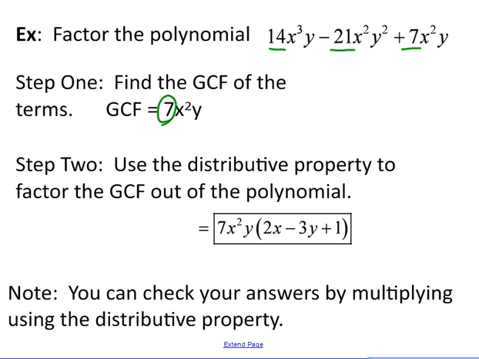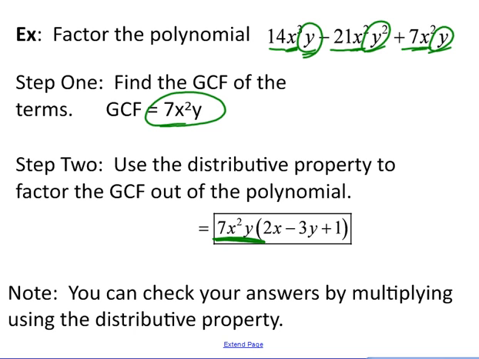We have to look at the variables. We've got x cubed, x squared, and x squared. We need the largest variable that goes into all three. The largest variable that goes into all three is x squared. When you're doing the variables, think the smallest exponent they have in common. That's what you're looking for. And y. The first term has a y, the second has a y squared, and the third one also has a y. So your greatest common factor, or GCF, is 7x squared y.